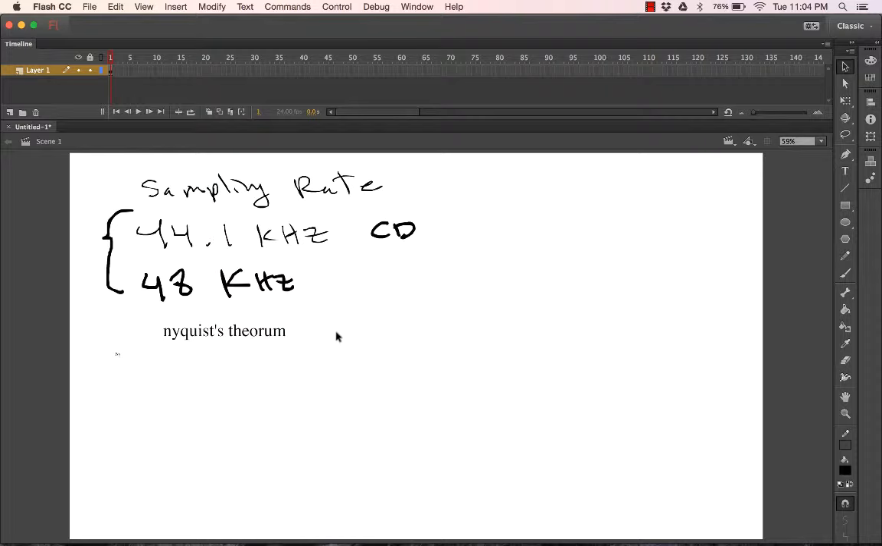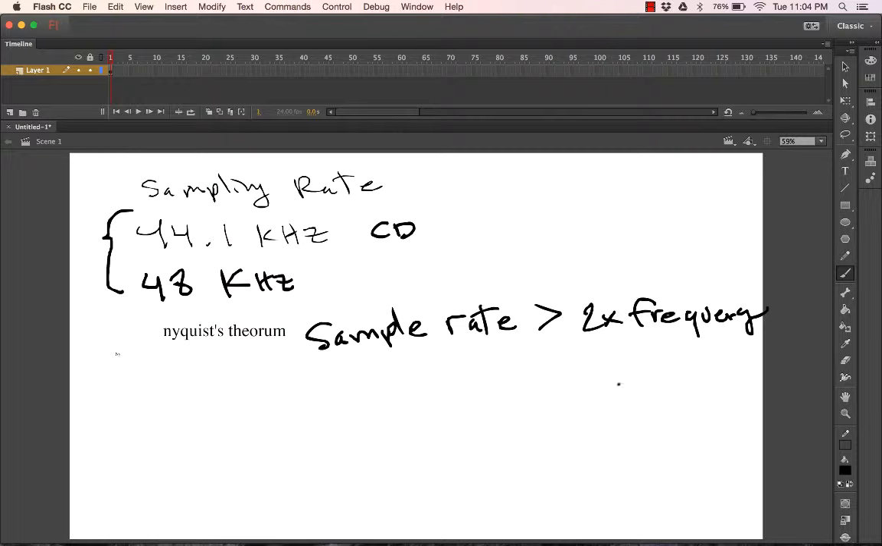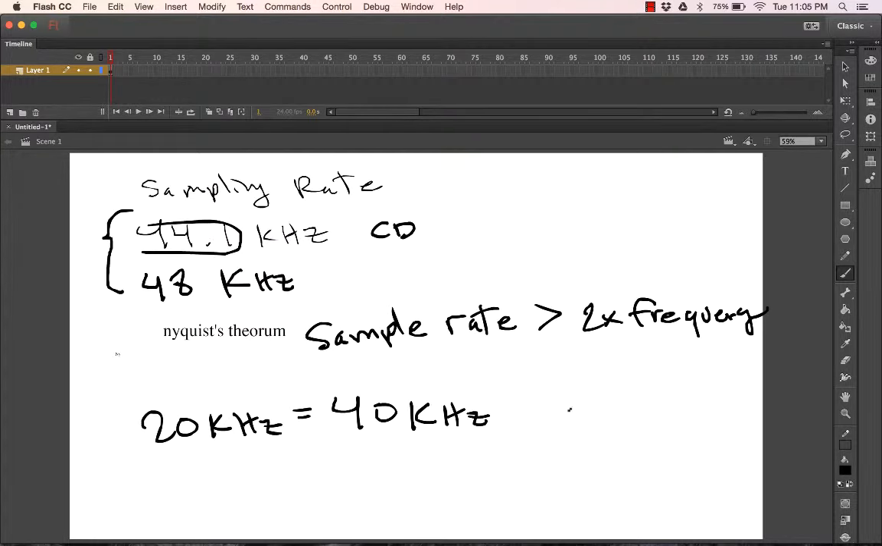Okay. What Nyquist's theorem says is that your sample rate has to be greater than two times the highest frequency that you want to pick up. So in this situation, because the highest frequency that we can hear is 20 kilohertz, then according to Nyquist's theorem, we need to sample at least 40 kilohertz. And then just for good measure, there's a lot of more advanced math to it, but they decided on this number just to give a little wiggle room. Okay, but this is Nyquist's theorem.